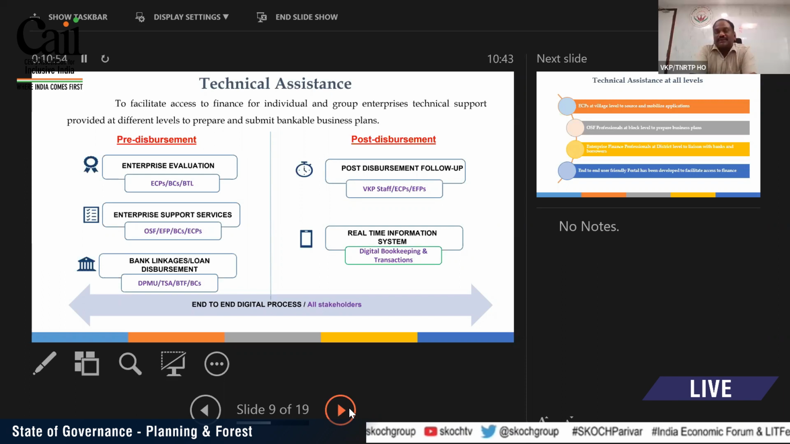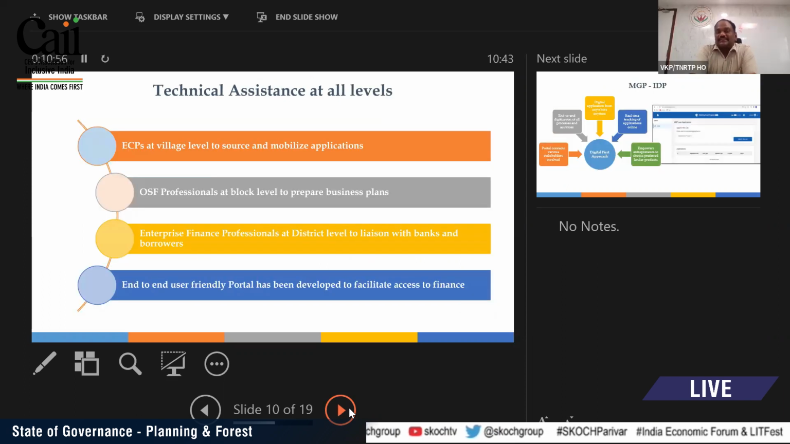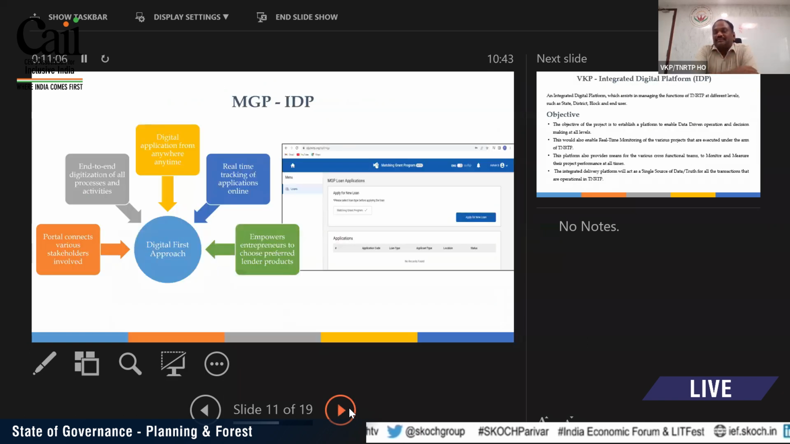Yeah, another 2 slides. So this is technical assistance at all levels, village level, block level, district level. We are following the applications in a systematic manner. And these are the advantages of this integrated digital platform: the turnaround time is reduced, the ticket size of the loan to the beneficiaries is increased, and immediate fund transfer is being done to the individual's bank account.